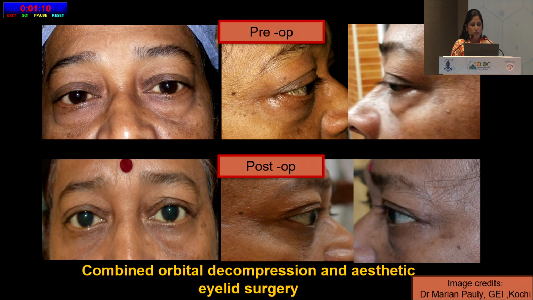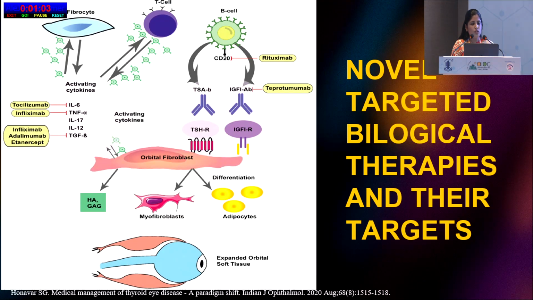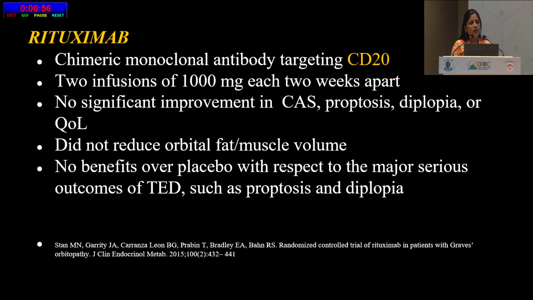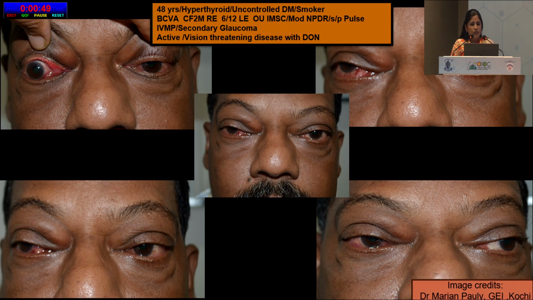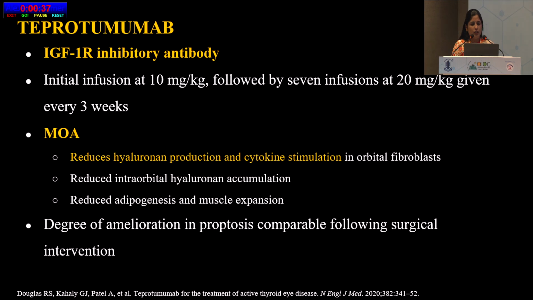This is one of the patients wherein combined orbital decompression and aesthetic eyelid surgery was done in the same setting. Targeted therapy includes teprotumumab, which is readily available in the West, not available in this subcontinent, rituximab, tocilizumab, and infliximab. Rituximab is against CD20, 2 infusions of 1 gram 2 weeks apart. So this was one such patient who had all the high-risk factors, secondary glaucoma, active vision-threatening disease with DON, who was given IVMP pulse therapy, which was supplemented with rituximab, and this is the final outcome.